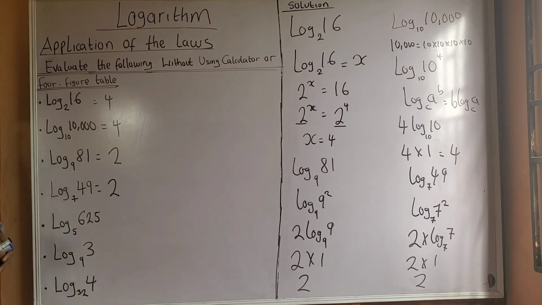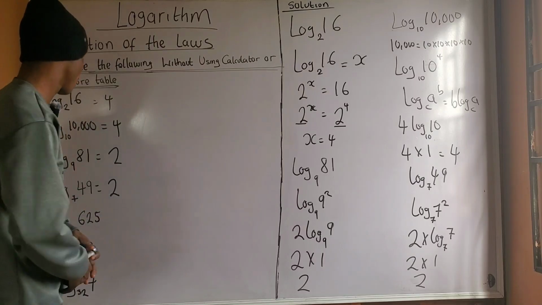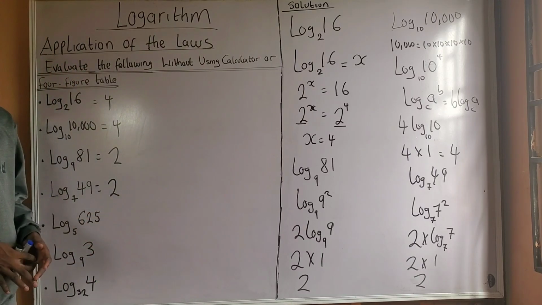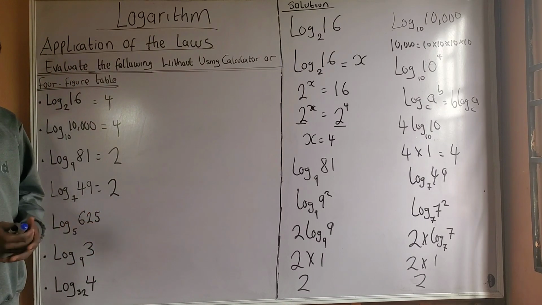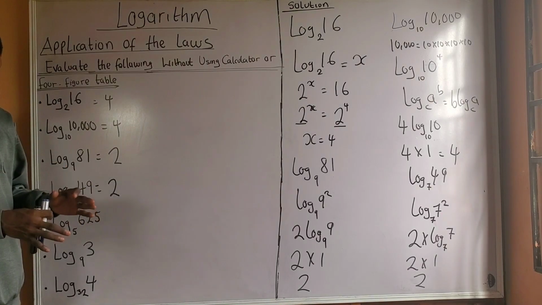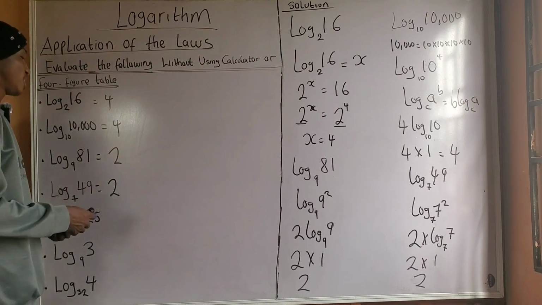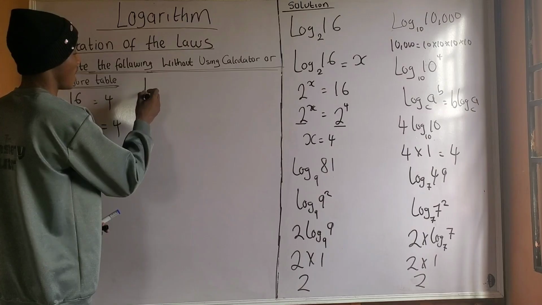Okay, let's look at the next question, which is log 625 base 5. Okay, if you encounter this question, how are you going to handle it? Are you going to use the index form, or are you going to proceed with the log of a power? Here, I'm going to make use of the log of a power. You understand? You can use any method, okay? You can use any method. So let's proceed.